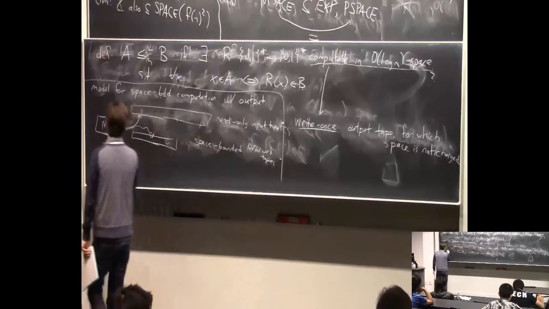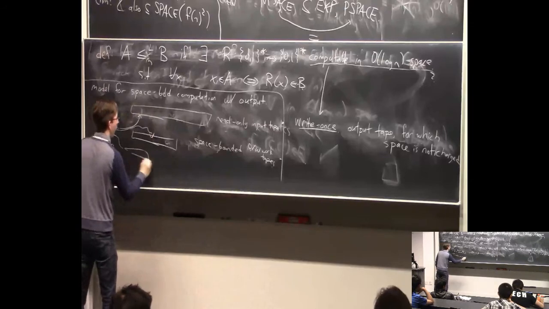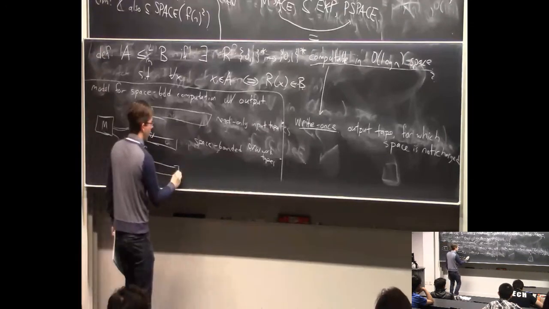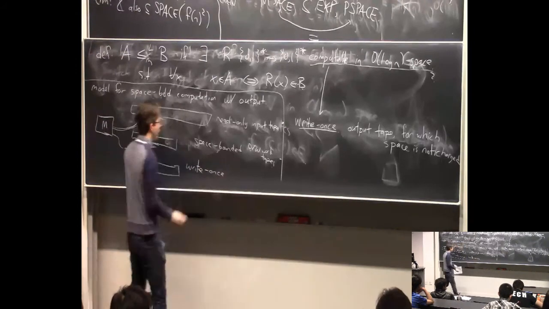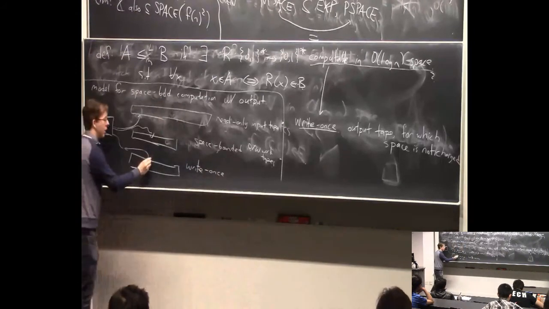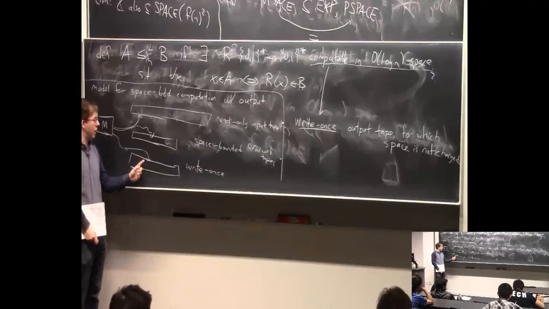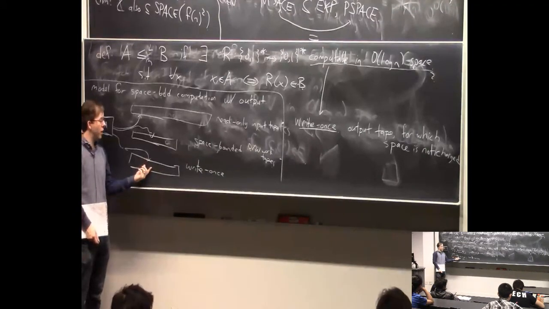And finally you have this output tape, which is write-once. What does that mean? It just means that you have an instruction to write onto this cell, and you have an instruction to move the head right one square, or stay put. You can't go back.